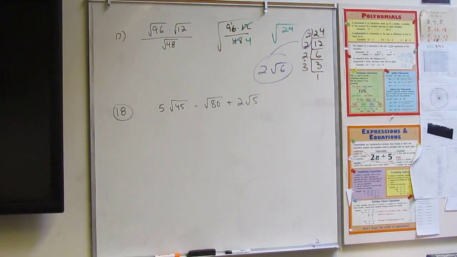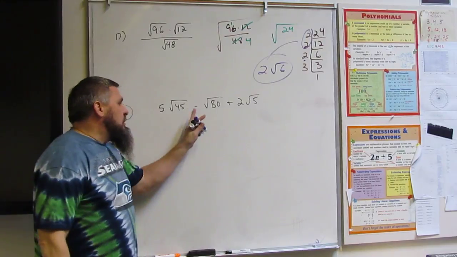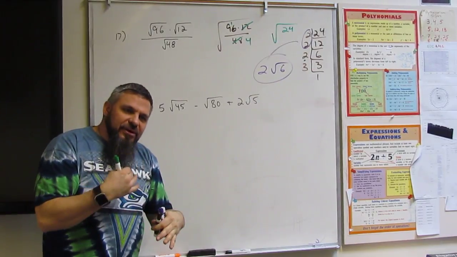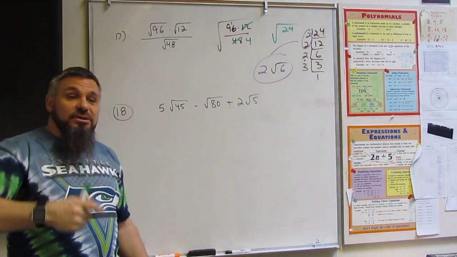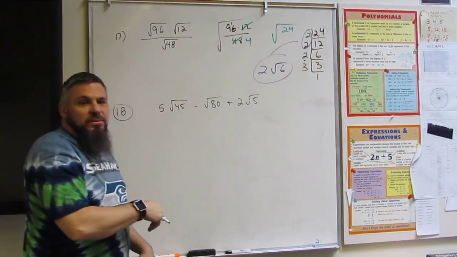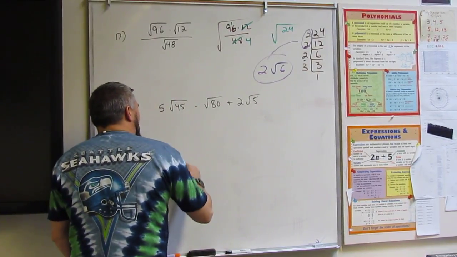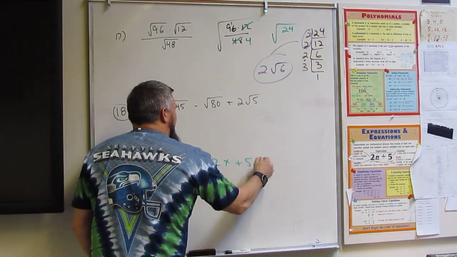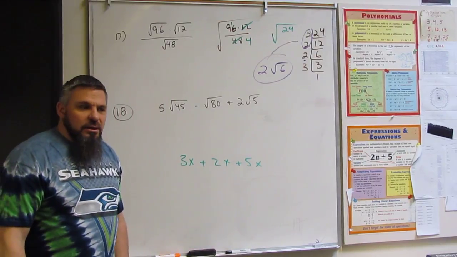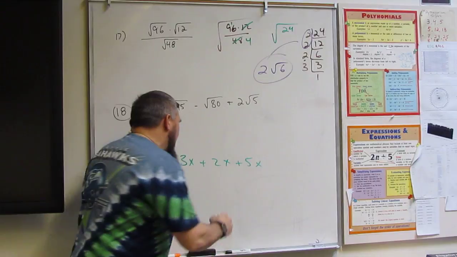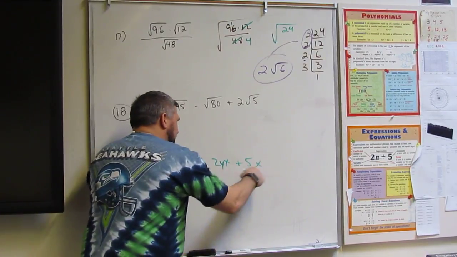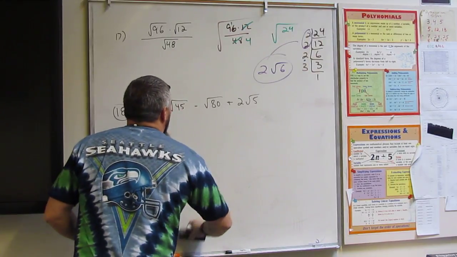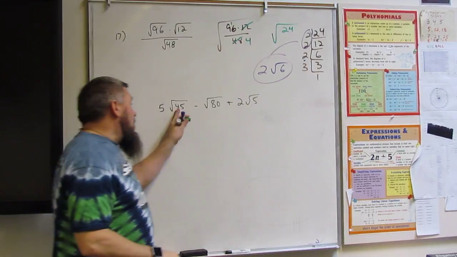Now when we're adding or subtracting these, we want to break them down first because they have to be like terms. This is no different than if I had 3x plus 2x plus 5x. I could add those. But if I have a y in here, I can't add those to that. I have to add just these two. Does that make sense? So I have to make sure that these are the same. Right now they're all different.